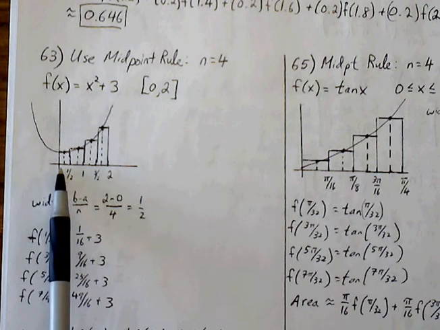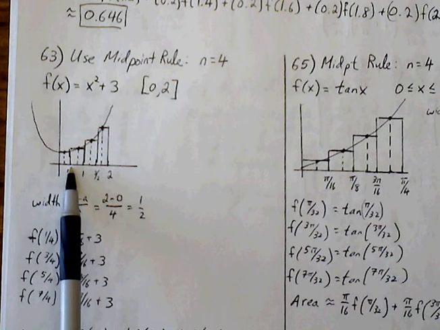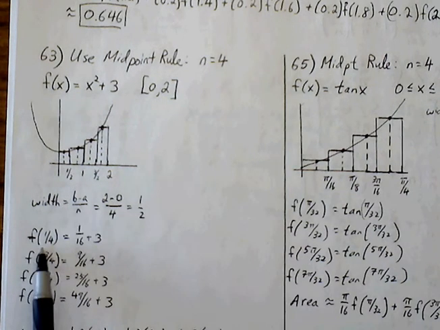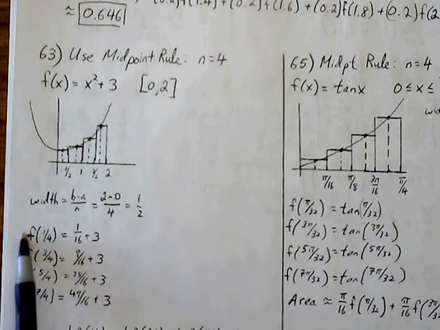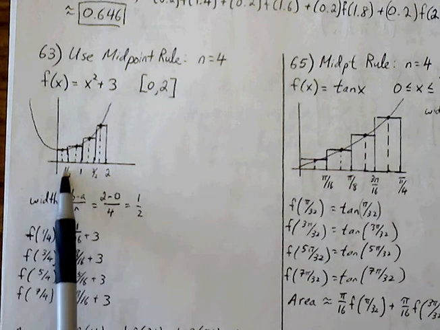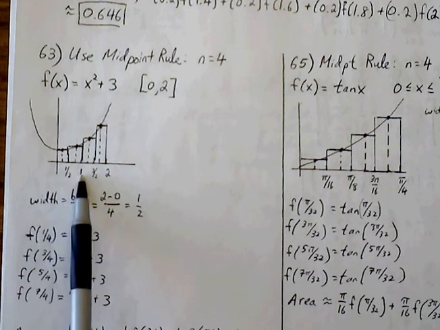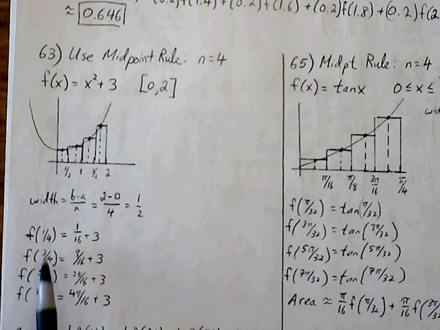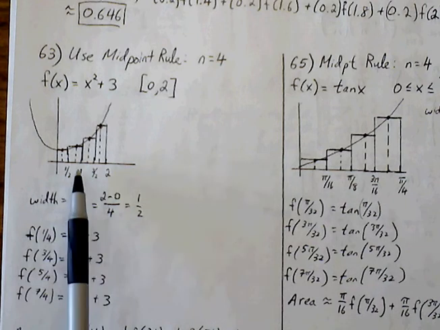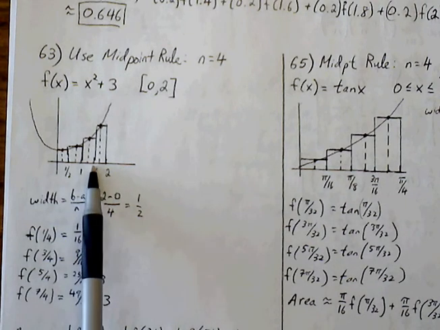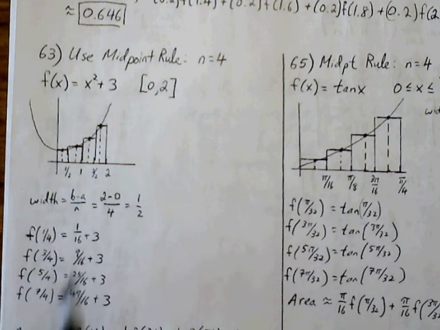So for my first rectangle, my midpoint will be between 0 and 0.5. So what's between 0 and 0.5 is going to be 0.25 or 1/4. So f of 1/4 is going to be the height that we want for the first rectangle. Okay. And what's between 0.5 and 1 is going to be 0.75 or 3/4. So plug 3/4 into the function, and that will give me the height that we want for my second rectangle. For my third rectangle, between 1 and 1.5 will be 1.25 or 5/4.